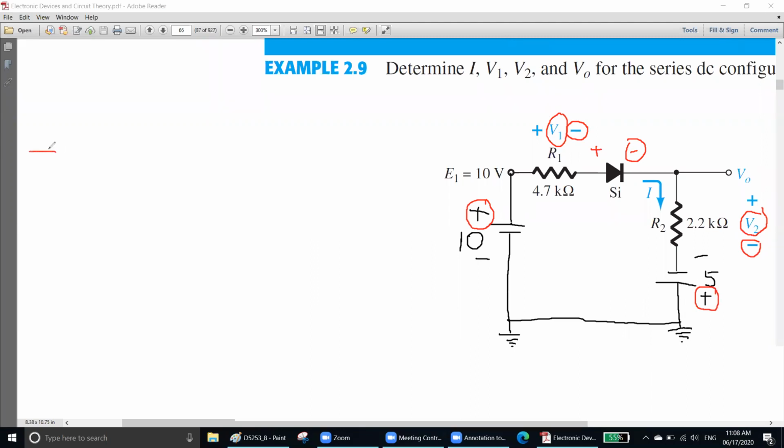So at first, plus 10. Next one is V1, right? Minus V1. Next one is 0.7 because there is silicon. Silicon takes 0.7 if it is forward bias. It is forward bias. Yeah, 0.7 exactly. Very good. Then minus V2. We do not know the V2 yet. We will find out. Then plus 5, equal to 0.